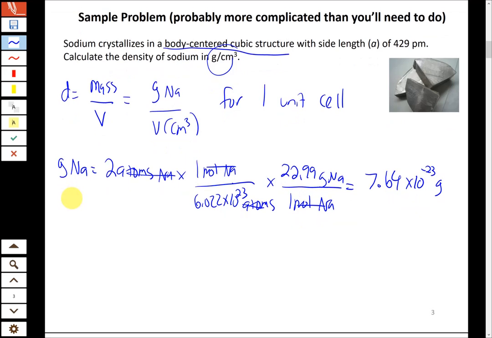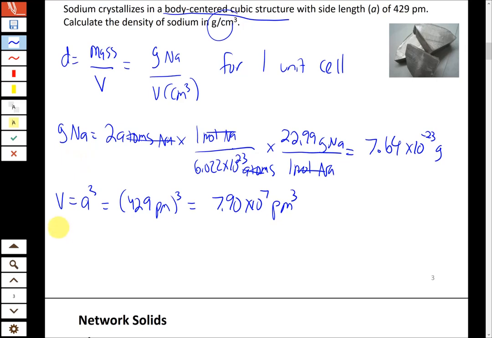And then we have to figure out the volume of the unit cell as well. As we talked about a little bit last time, and we should know from basic high school geometry, the volume of a cube is the cube of the side length a, so a cubed. The side length is 429 picometers, so it's going to be 7.90 times 10 to the 7th, but that's in cubic picometers, which is not the unit we want. We want cubic centimeters here. So we have to do some conversions to get it into the right unit.